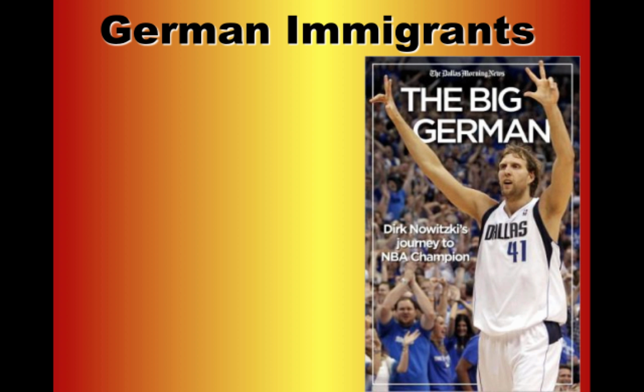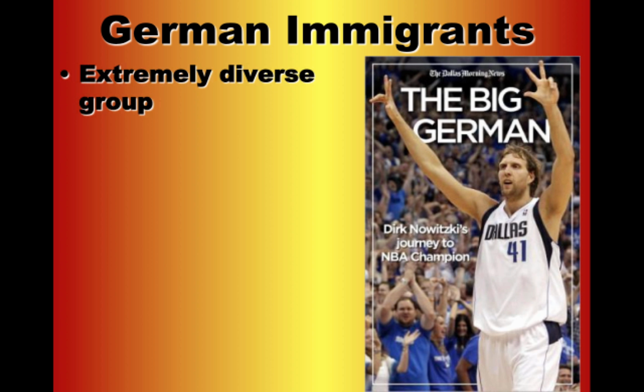The German immigrants are the second largest group coming in during this time, and the German immigrants who come are a very diverse group. Germany is not a nation at this time. It's not a unified nation.